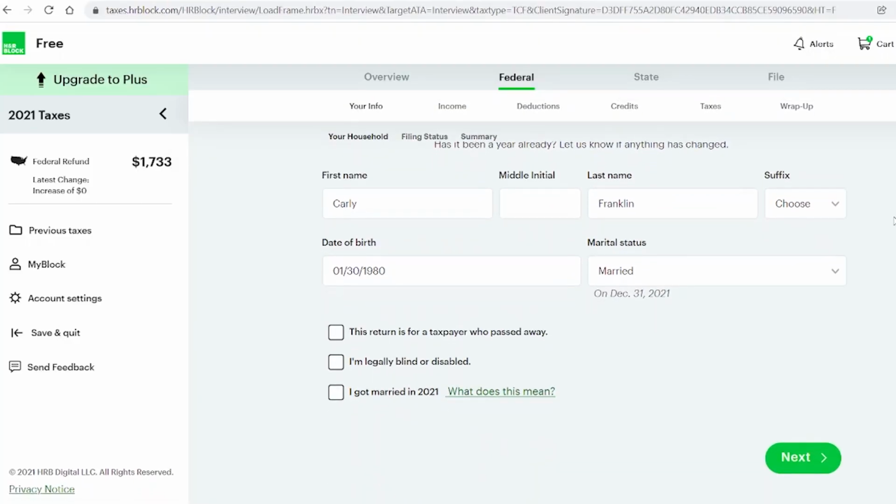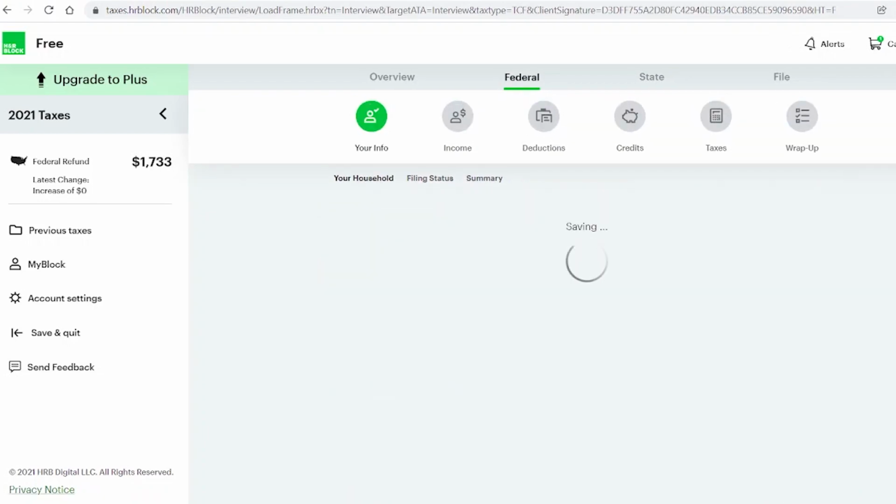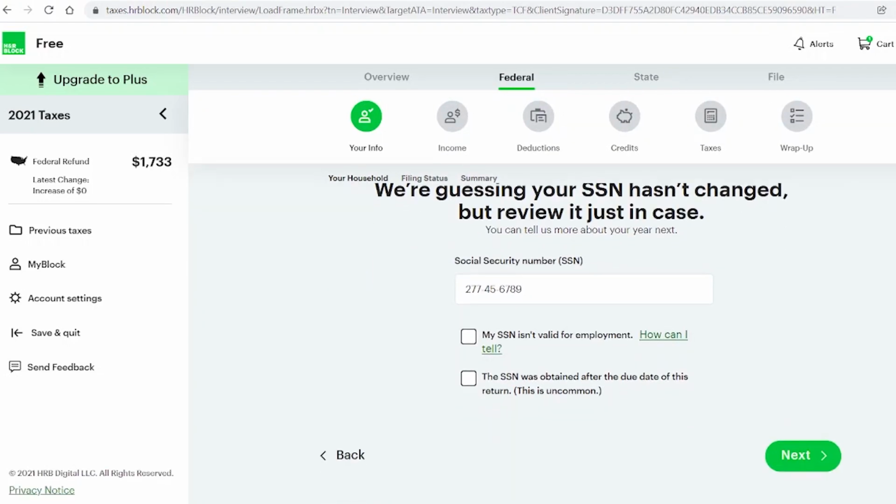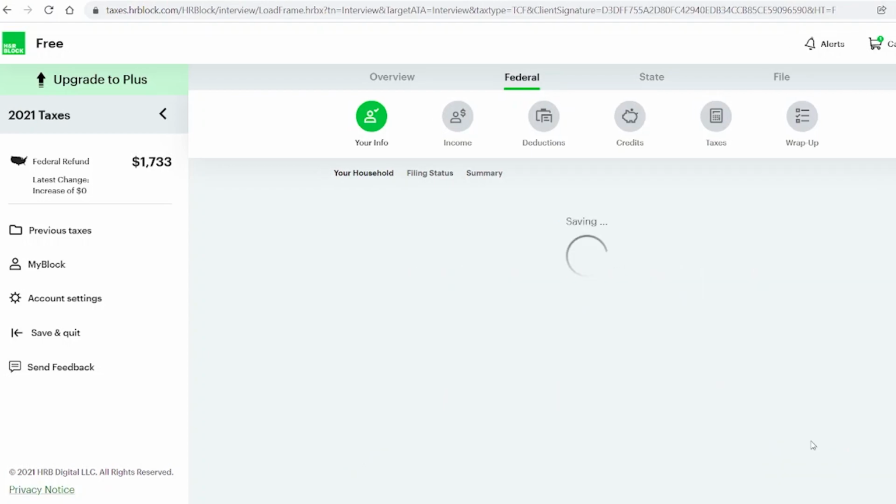One of the major downsides of the H&R Block free version, though, is that they do not save your information from year to year, which is really crazy. So when you get everything started on H&R Block, it's going to walk you through all the basic questions about your family, your filing status. After you get your basic demographics in, you're going to move on to the income section.